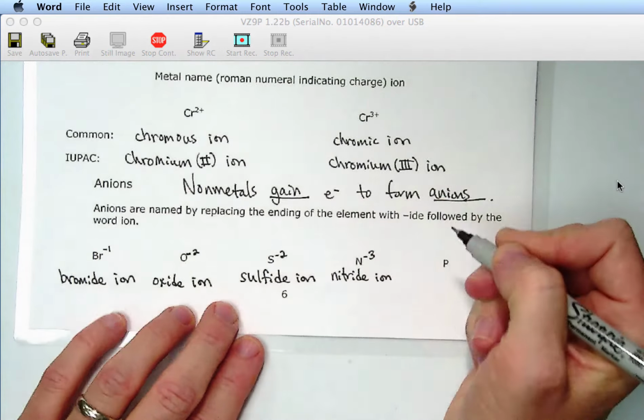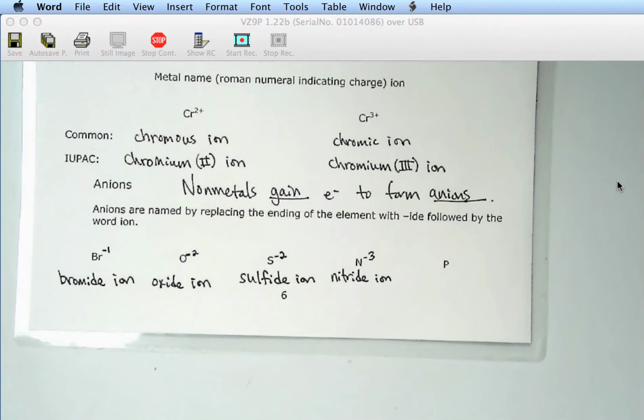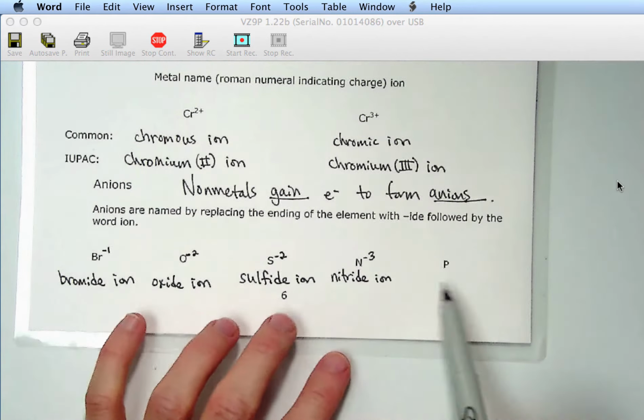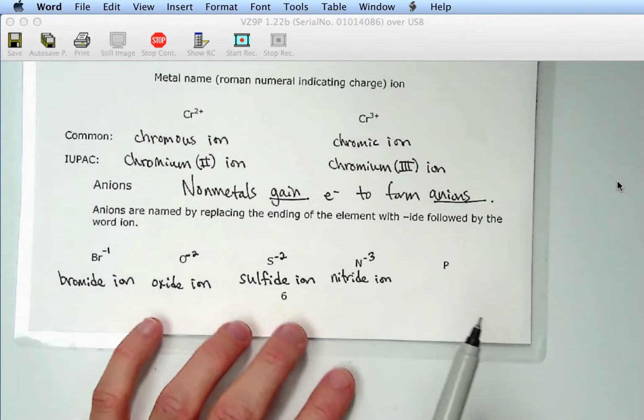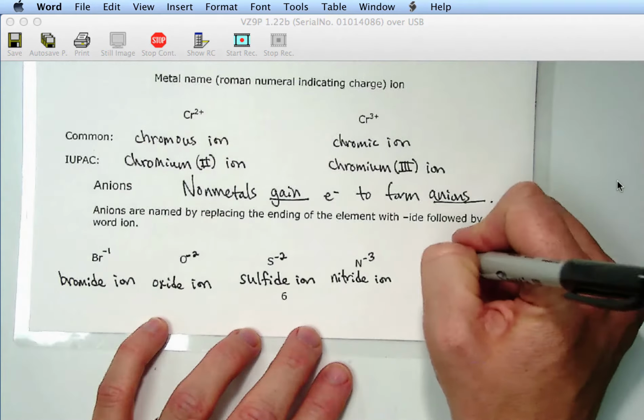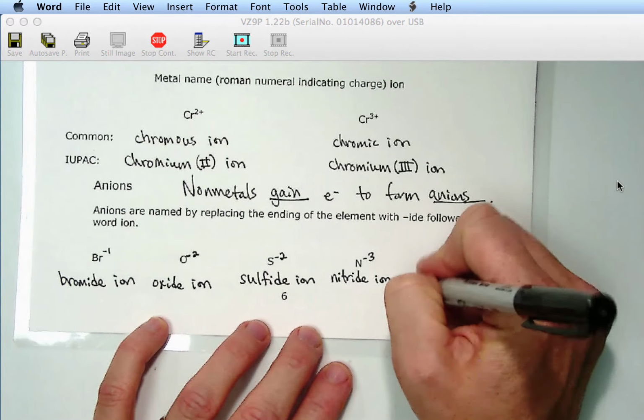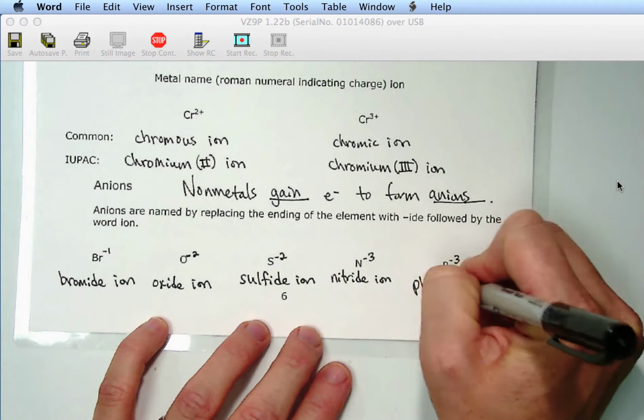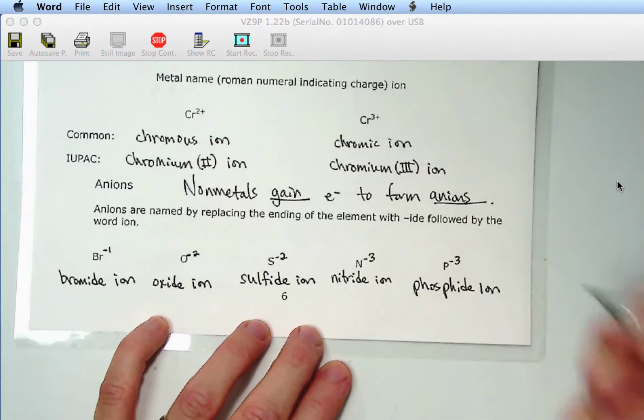Now with anions, on a quiz or an exam, if you say nitride but you leave off ion, you get some deduction. Not full. If it's worth 1 point, you probably get half a point off. But you need to put ion. Okay, phosphorus forms a -3, phosphide ion.